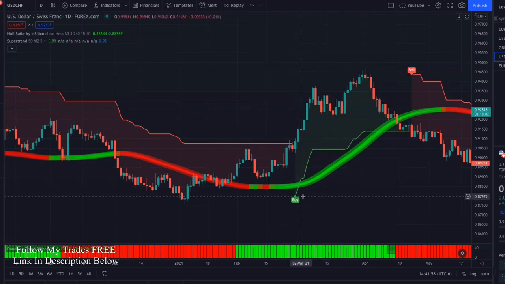So for instance, this would have been a great trade. The super trend changes to a buy. The Hull Suite is green, and so is the ribbon. The trend ribbon is green as well.